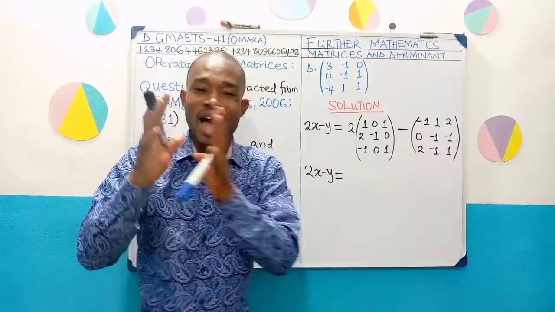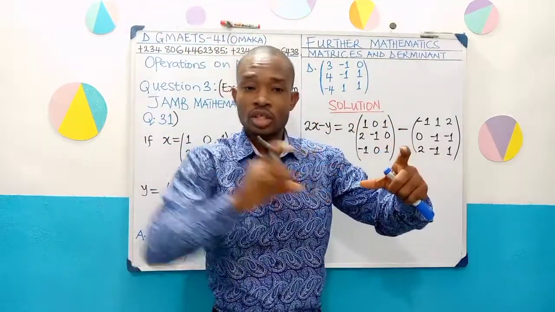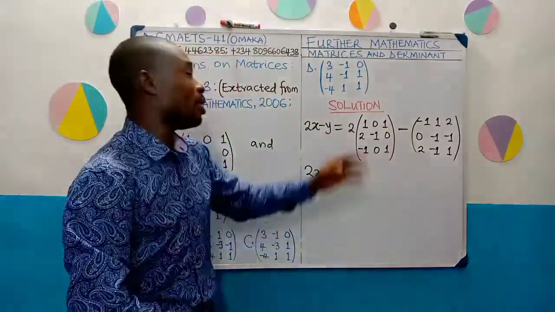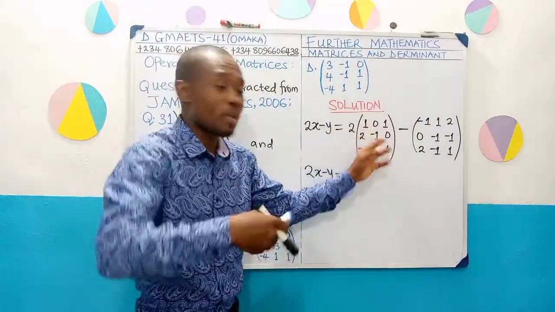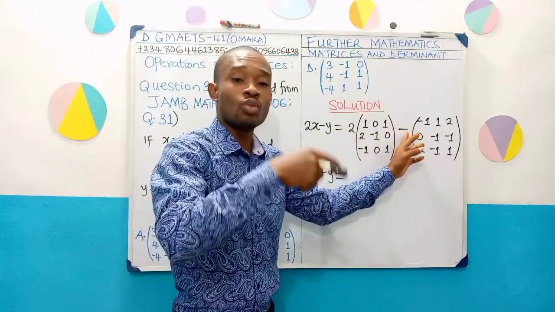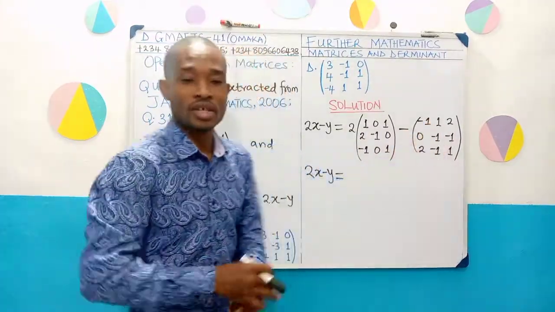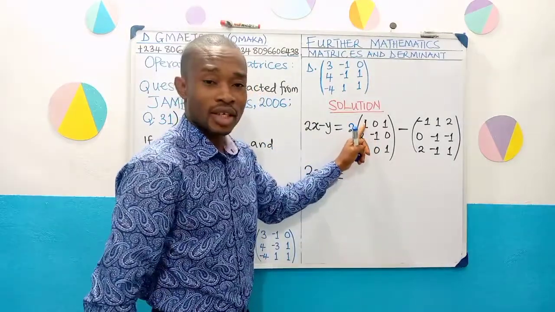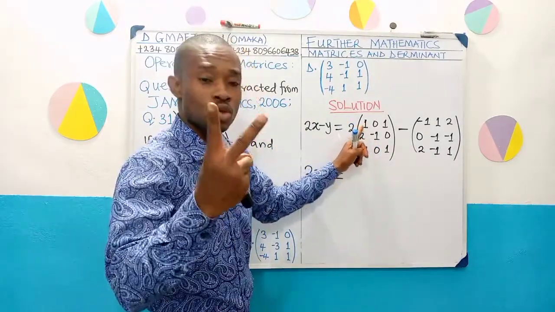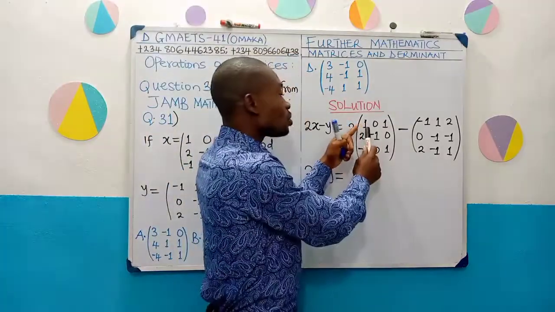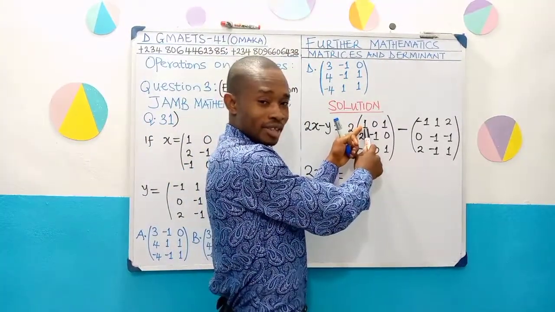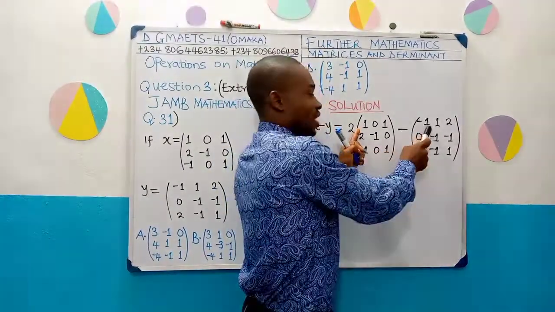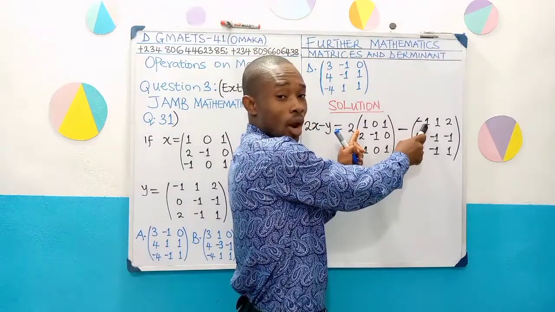And you know, when doing addition and subtraction, you take corresponding elements to corresponding elements. That is, the element in row 1, column 1 of the first matrix minus the element in row 1, column 1 of the second matrix. So let us go. 2 times 1 will give us what? 2. Then that 2 now is the element in row 1, column 1, you know that. So that 2 minus this element, because this element is in row 1, column 1.